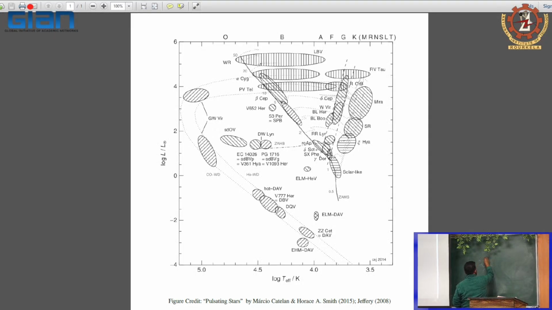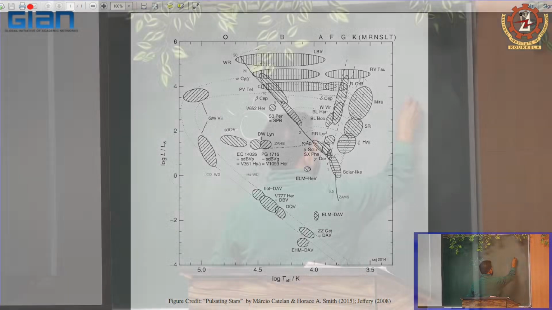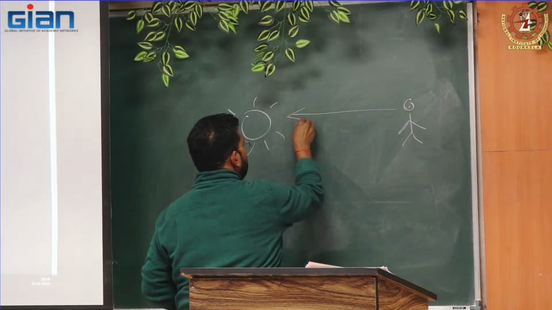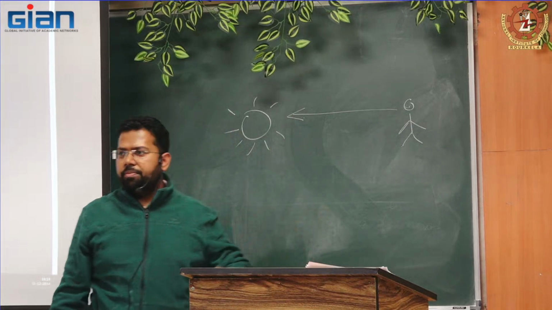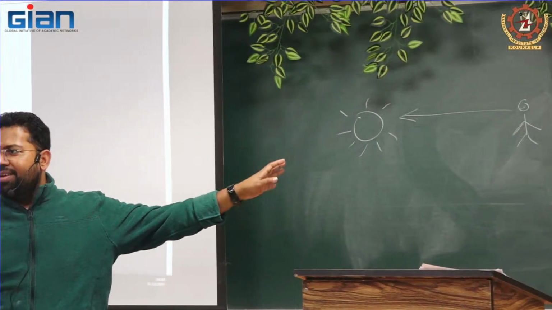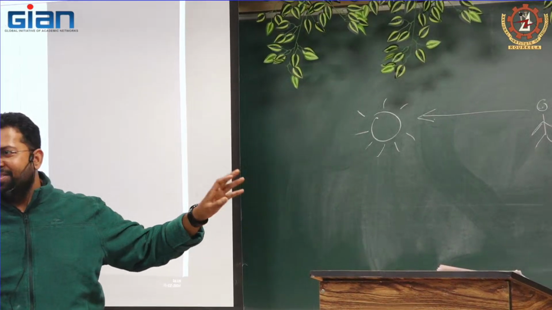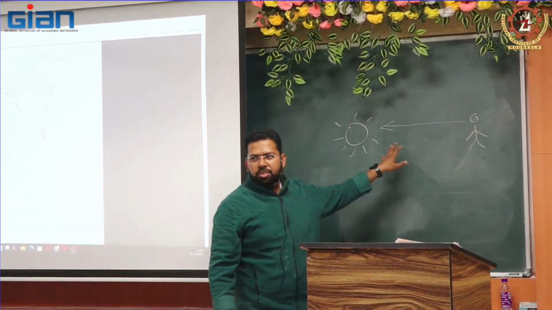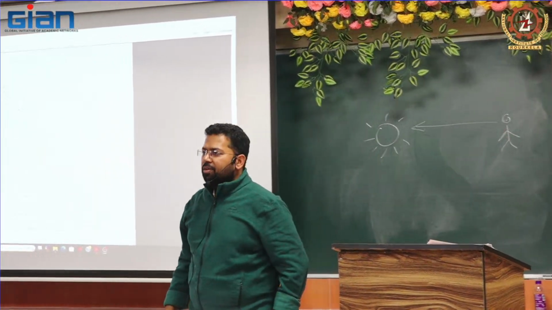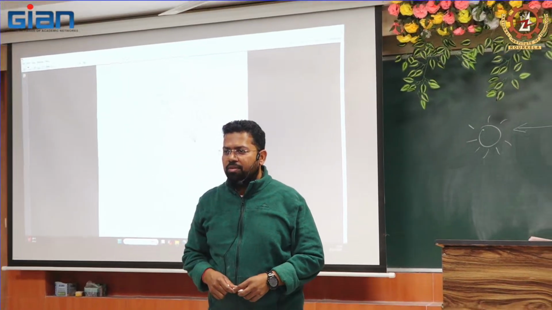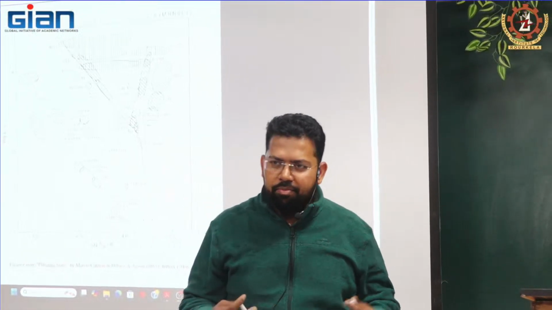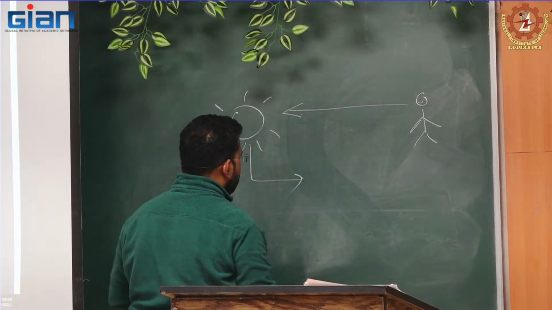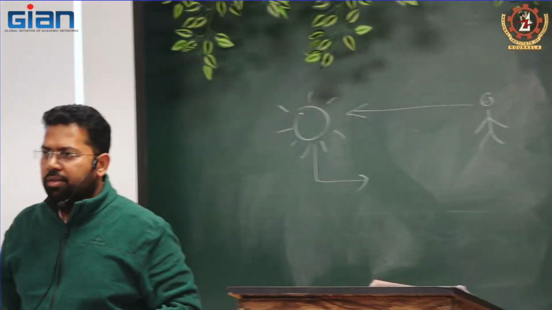This is a star, let's assume, and here we have an observer. Forgive me for my drawing, but as long as it gives you the right idea, that's fine. So an observer very far away is observing a star. Think about what can be the possible cause of changes in the brightness of the star. What processes can change the brightness of the star?